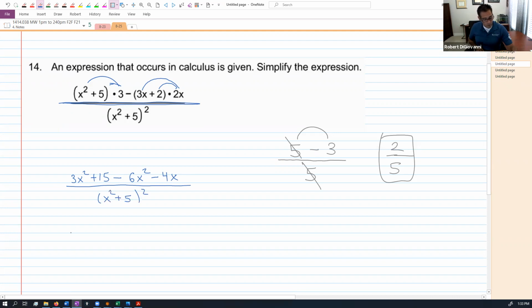And then now we're ready to clean up the numerator. We can put those two together. That gives us -3x squared. And then those, oh, we can't put the 15 with anything. So we have minus 4x and then plus 15. So that's all we can do up there. Then on the bottom, x squared plus 5 squared. There we go.